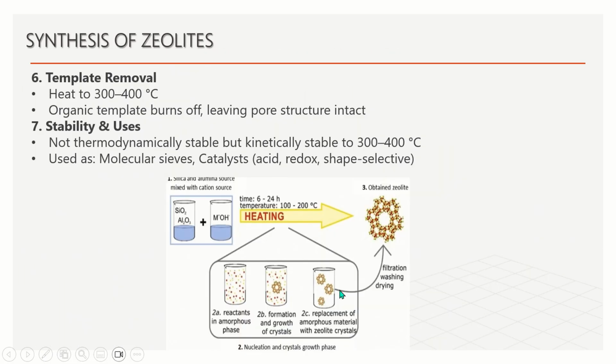Finally, after filtration, washing and drying, we obtain the final zeolite crystal structure shown on the right, which is this. The image shows the open framework, the channels and cavities are clearly visible. This is the structure responsible for all zeolites' catalytic and molecular sieve properties. So the figure shows the life cycle of the zeolite: the mixture to gel formation, gel to nuclei, nuclei to crystal growth, and from crystal growth to the removal of template, and the final porous framework is obtained.